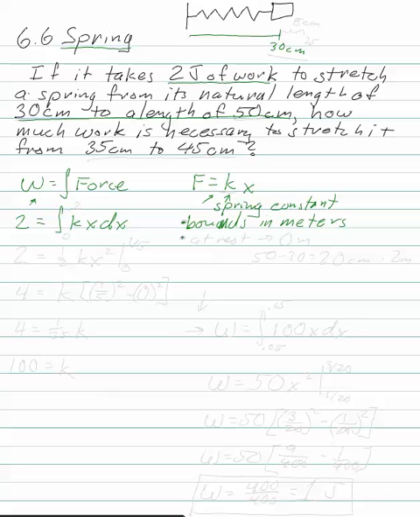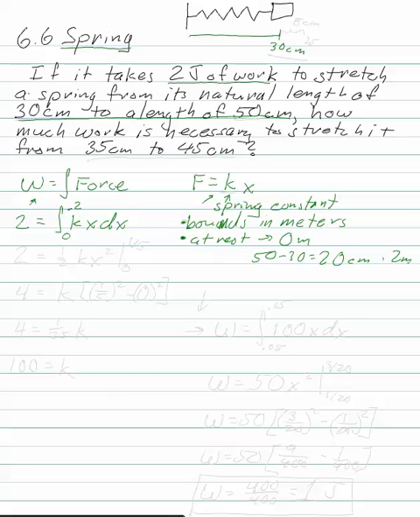The second thing to notice is that at rest, or natural length, we consider 0 meters. So even though it says from its natural length of 30, we're not integrating from 30, we're integrating from 0. And we're curious, how far do we take that away? 50 minus 30 is 20 centimeters, which is 0.2 meters. So we're integrating from 0 to 0.2. Now, they didn't give us the spring constant, so we don't know that, and we're still integrating kx. So let's go ahead and integrate.